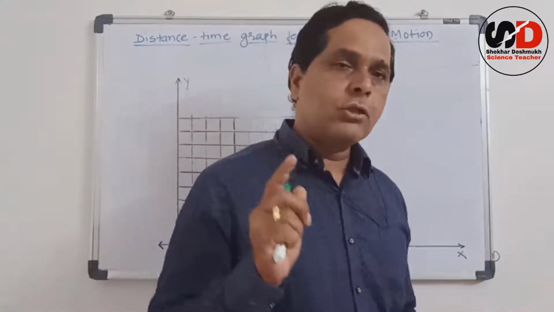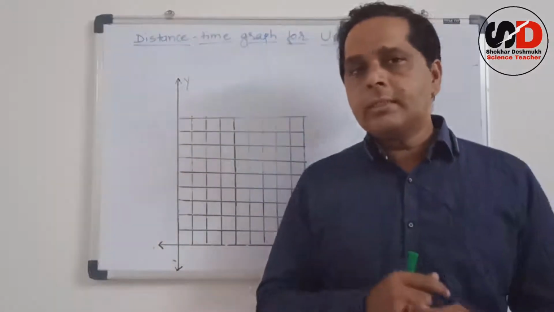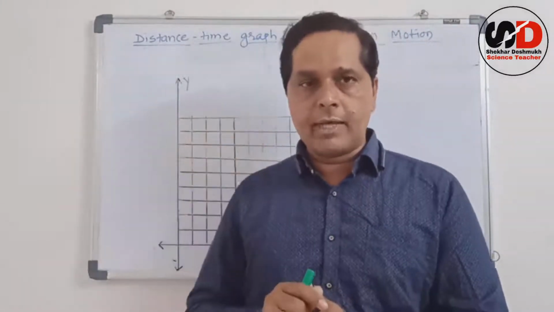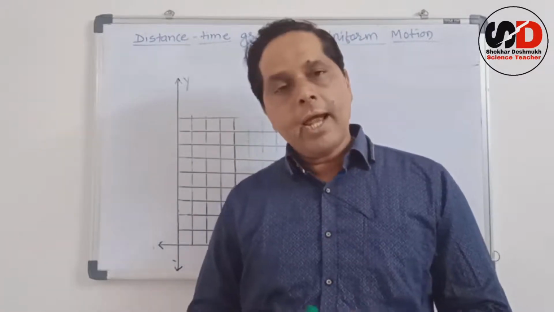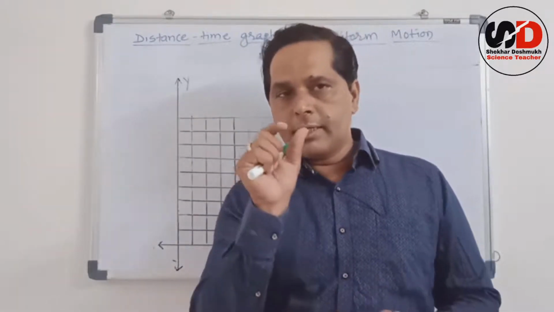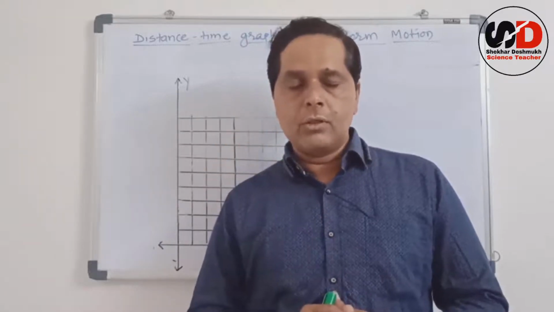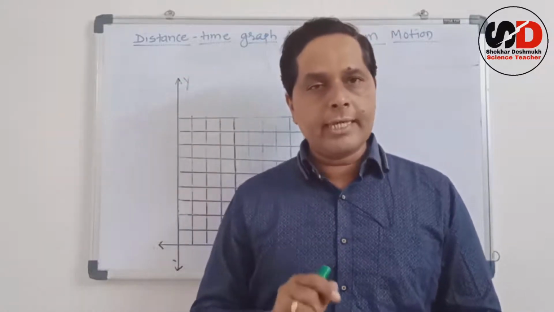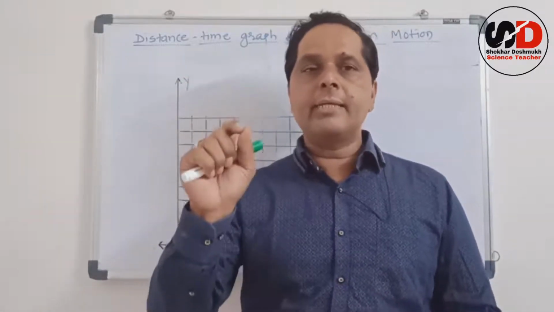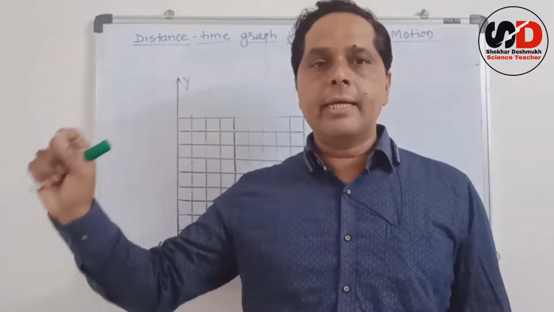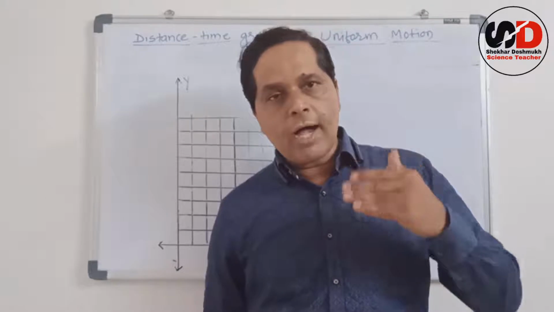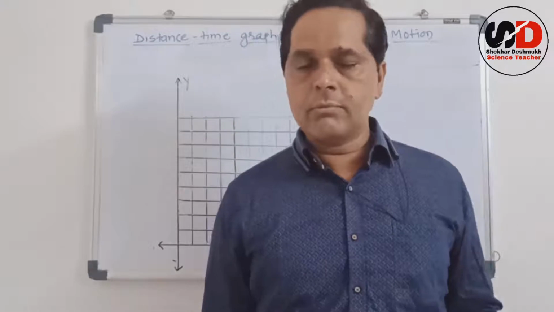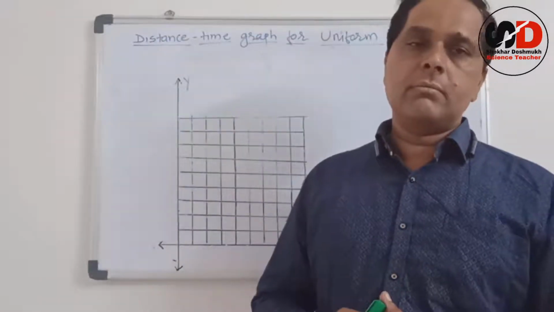Okay, so let us start. Students, uniform motion means equal distance is covered in equal intervals of time. So the table is given here, and in this table distance and time are given. So first of all, write down the scale. What is the scale? On the x-axis, 1 centimeter is equal to 10 seconds, and on the y-axis, 1 centimeter is equal to 20 meters. Write down the scale first.